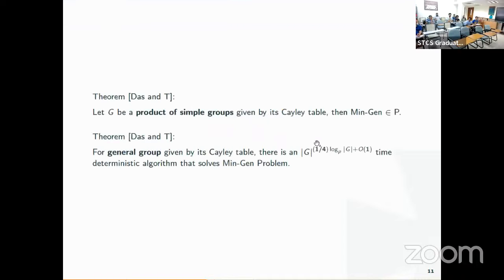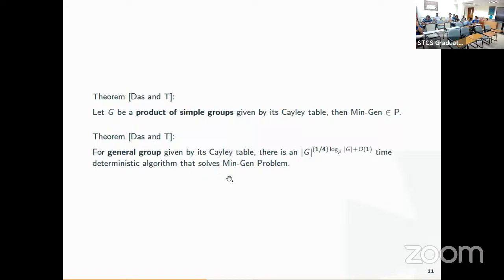So in your first theorem, is the group given as a product of simple groups, or is it just given as a Cayley table, or do you also know what the product of simple groups are? We only have the group G given by its Cayley table. Okay.